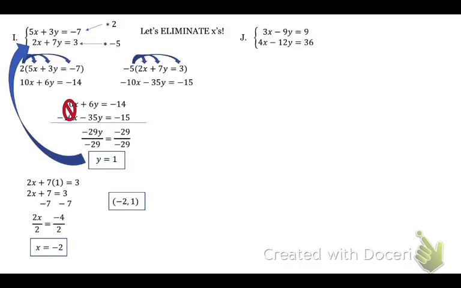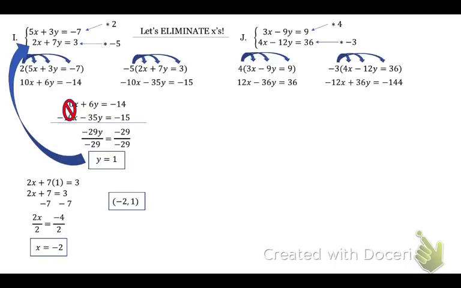Cool? Let's look at this one. So we have 3x minus 9y equals 9. 4x minus 12y equals 36. Let's eliminate x's again, because there's not really a clear one to do here. So I'm going to multiply that by 4, multiply that by negative 3. So 4 times that is going to give me 12x minus 36y equals 36. Multiply that bottom by negative 3. You get negative 12x plus 36y equals negative 144.